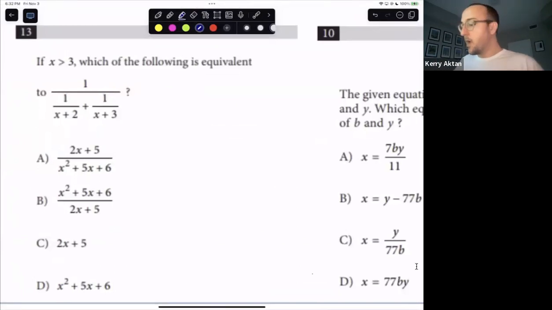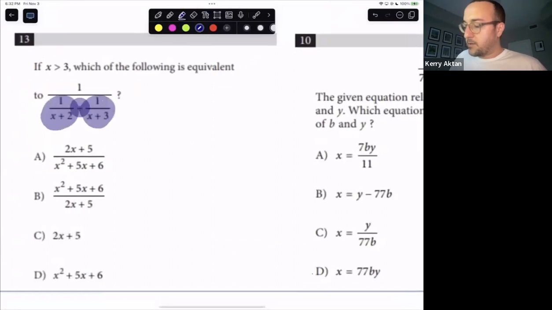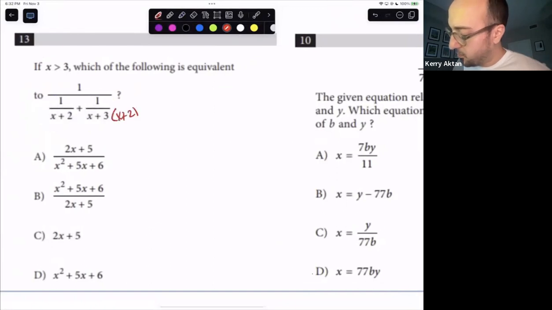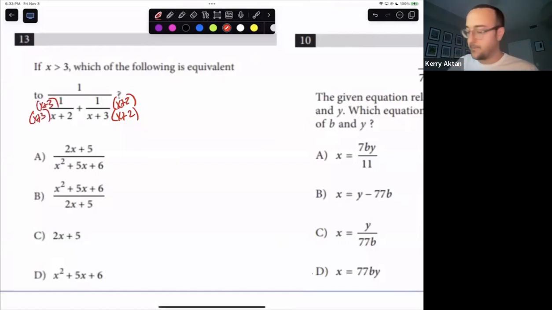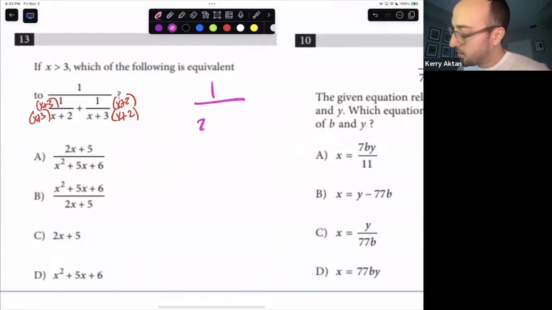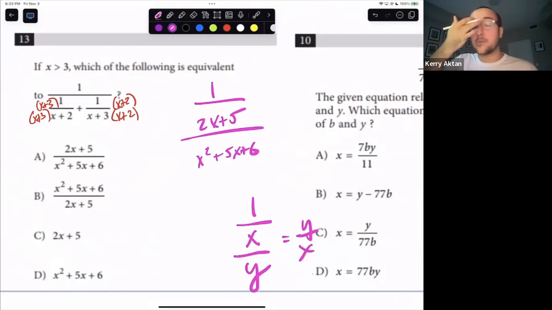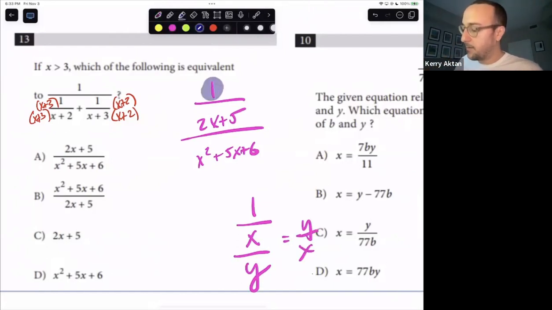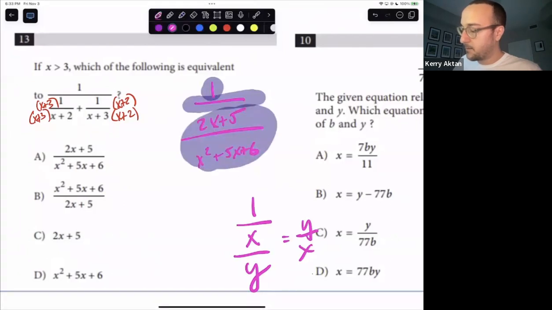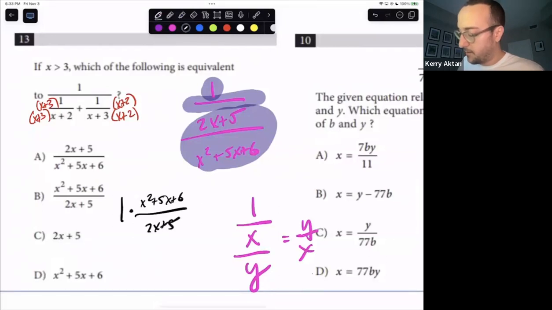Chase, this one? Yeah. So boys and girls, through addition of fractions, you have common denominators. So I'm going to tack on an x plus 2, an x plus 2, an x plus 3, an x plus 3. See you, Justin. Thanks for coming. I hope that helped. From there, that's 1 over 2x plus 5 over x squared plus 5x plus 6. What is 1 over x over y? y over x. 1 over anything is its reciprocal, or you can see it like this: keep, change, and then flip. So it becomes 1 times x squared plus 5x plus 6 all over 2x plus 5.